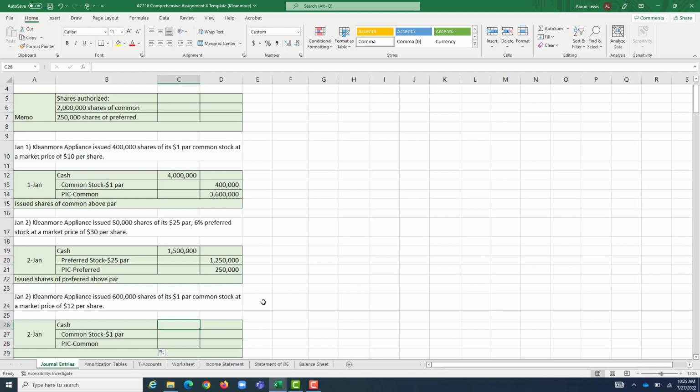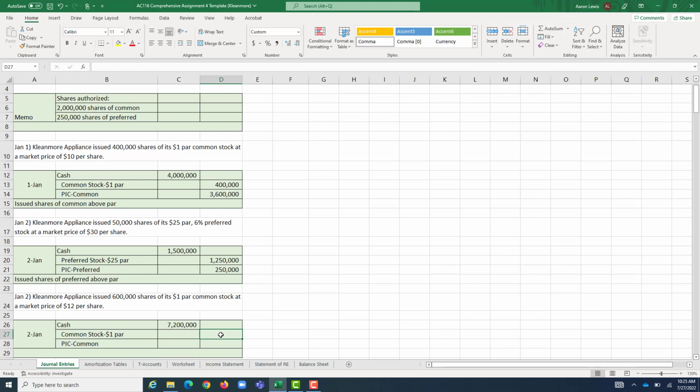So now on January 2nd, we're raising more money. How much money are we raising? Well, we're issuing 600,000 shares. We're doing so at a market price of $12. So 600,000 times 12 means that Cleanmore Appliance is raising $7.2 million in cash.